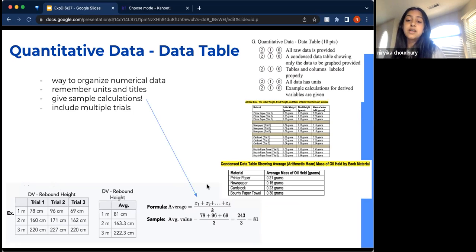So it's like x1 plus x2 divided by the number of values. And we give sample calculations because in the rubric, you can see here, example calculations for derived variables are given. So that's 2 points, easy 2 points, and something that we should not miss. We included multiple trials. So you can see here trial 1, trial 2, trial 3, which is very important because we need to have a variety of data that we can calculate averages from.